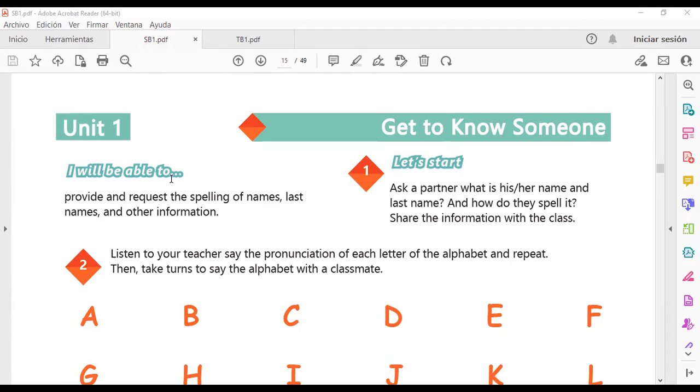Can somebody help me to read the goal that we're going to be looking for tonight? I will be able to do what? To provide and request the spelling of names, last names, and other information. That's what we are looking for tonight, okay?